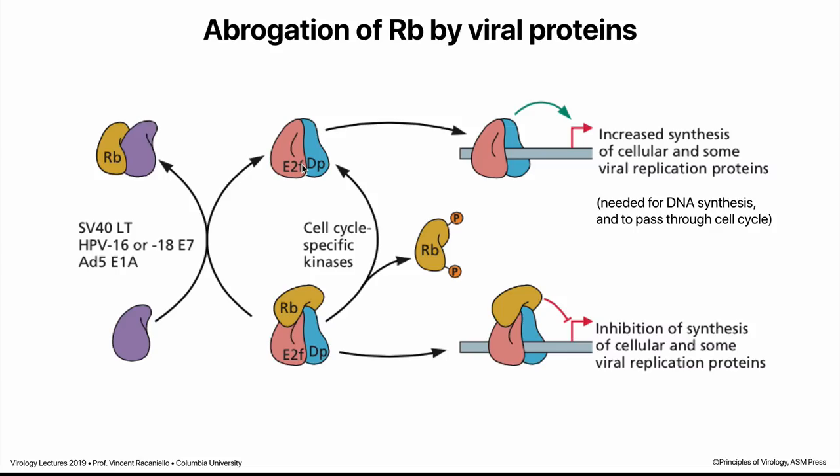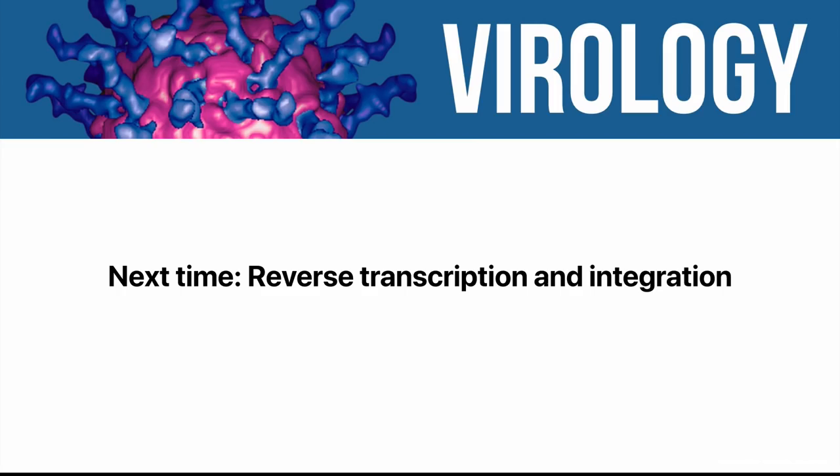So this process, this kicking the cells into division, is required for viral DNA replication of these smaller and intermediate viruses in terms of their genome size. As we'll see in a couple of weeks, this also leads to cancer. And, you know, that's a great story that we'll tell later. Next time, we're going to talk about one last enzymatic activity, which is the reverse transcription of the RNA genomes of retroviruses into DNA, which ultimately integrates into the host cell.